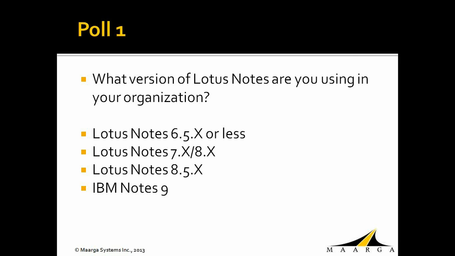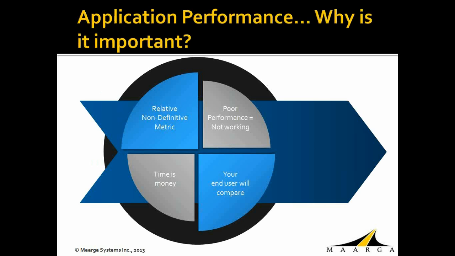Moving ahead. So what exactly is application performance? Application performance is a relative, non-definitive metric, as I call it, because what can be unacceptable in one organization can be an established standard or a norm in another organization.